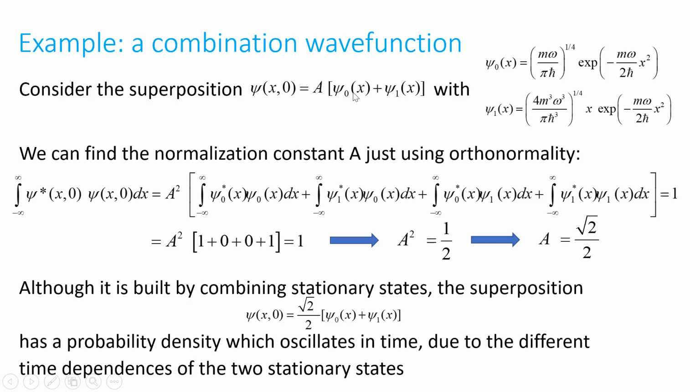And then we looked at a combination wave function, seeing that when we combine two stationary states, we can find the normalization constant very readily, and we get something whose probability density oscillates in time due to the different time dependencies, due to the different energies of these two states.